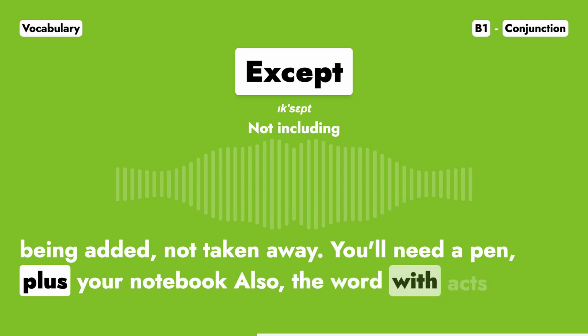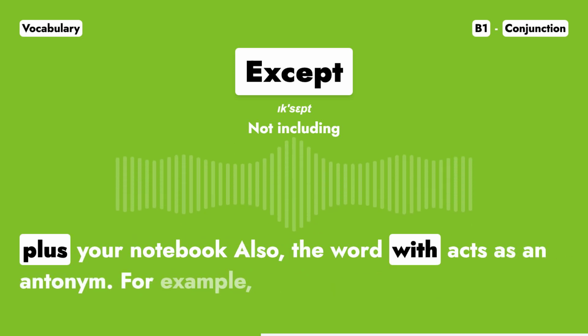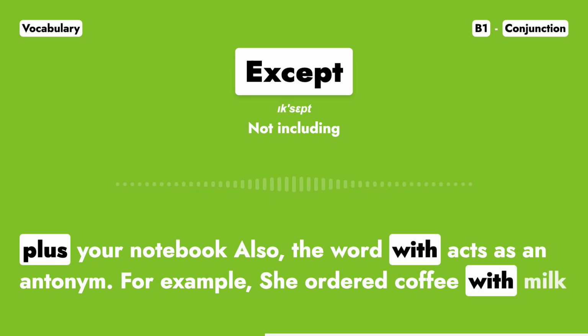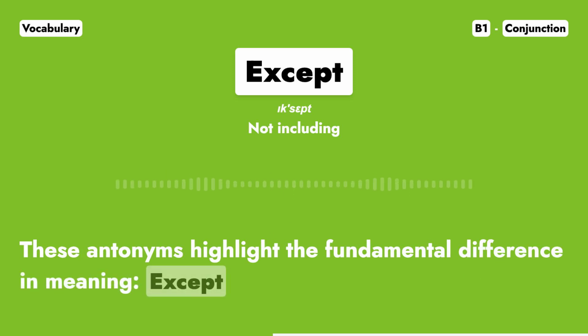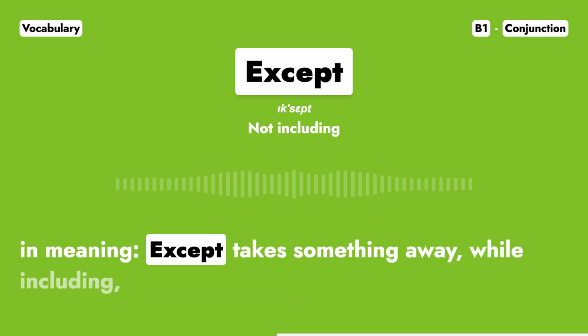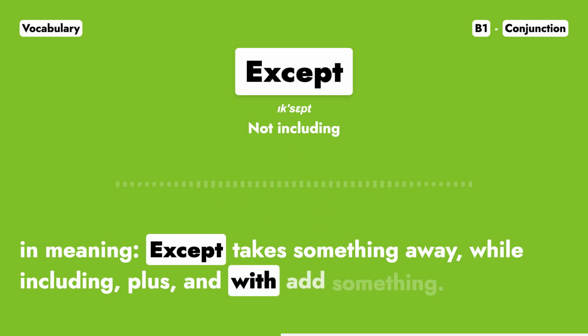Also, the word with acts as an antonym. For example, she ordered coffee with milk. These antonyms highlight the fundamental difference in meaning. Accept takes something away, while including, plus, and with add something.